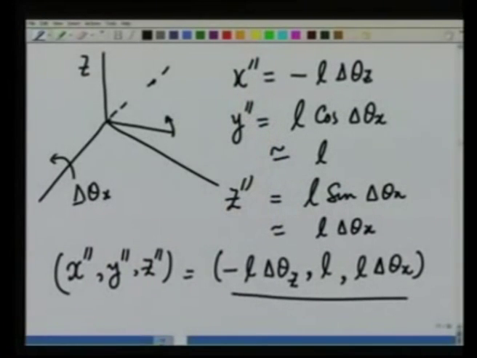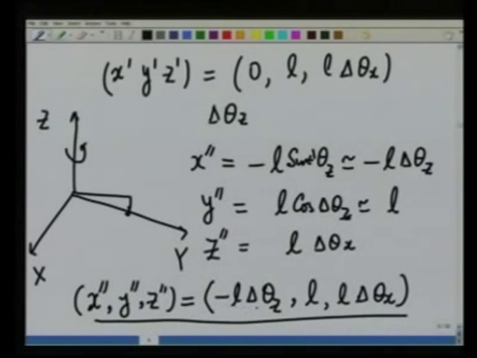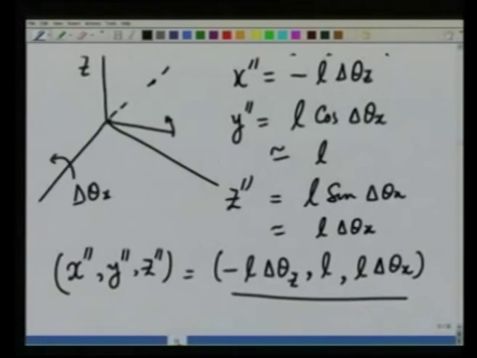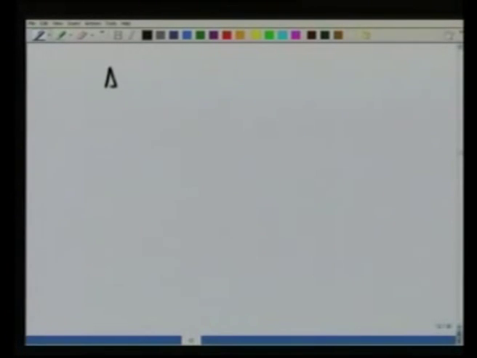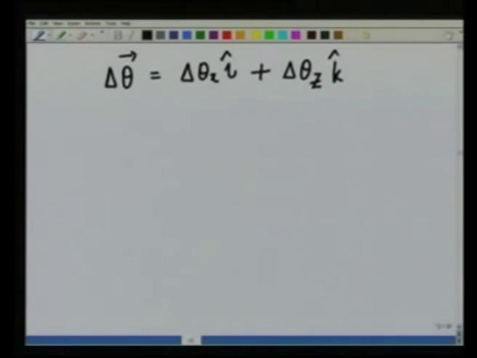So, earlier minus L delta theta z, L delta theta x, and now minus L delta theta z, L and L delta theta x. So, when I take infinitesimal rotations, when the second order product delta theta x delta theta z vanishes, what I get is that delta theta I can write as delta theta x about the x axis plus delta theta z about the z axis. It does not matter which order I apply in, I still get the same answer.